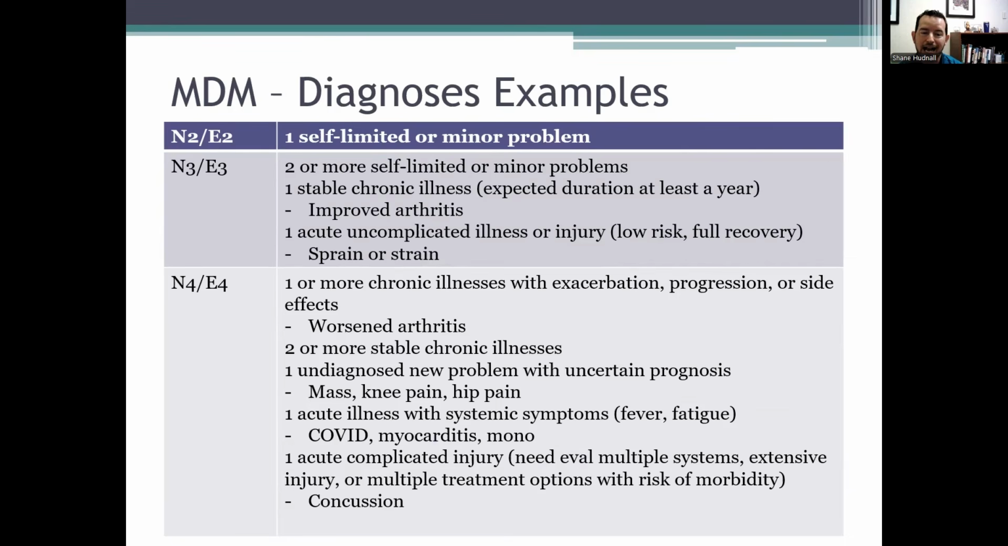And also an acute complicated injury. So something that needs an evaluation of multiple organ systems, has an extensive injury, or has multiple treatment options with a risk of morbidity. And a good example of that would be a concussion.